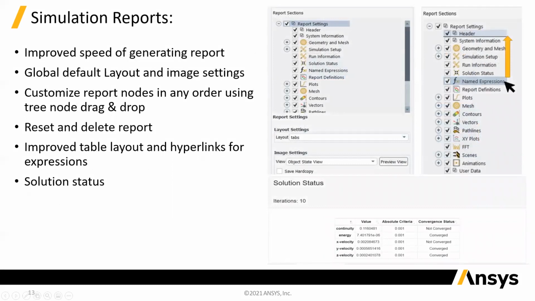Simulation reports continue to improve. So there's more flexibility now. If you want to move things around in the report, you literally pick them up and drag them around. You can have improved tables now with links in it. And there's a solution status option, which tells you how many iterations were done and what the state of the residuals were relative to the convergence criterion.